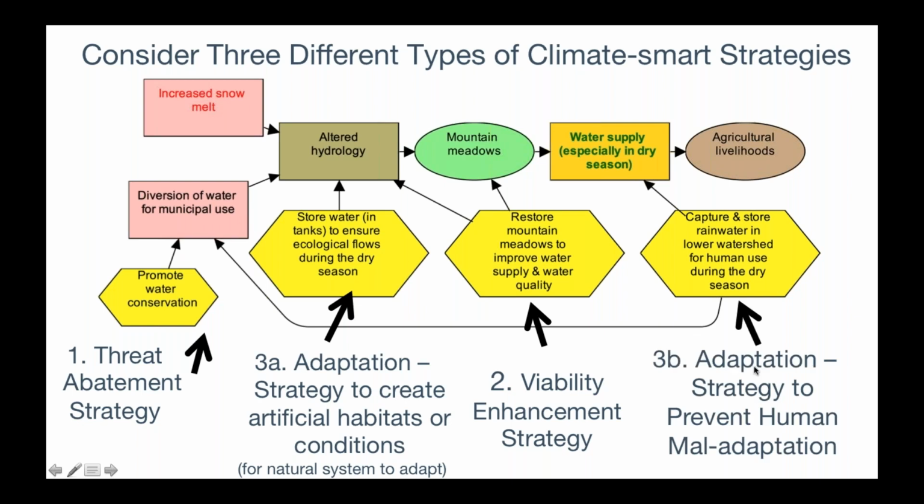And also adaptation strategies, but to prevent human maladaptation. So you could capture and store rainwater in the lower watershed for human use during the dry season, so that people aren't taking a whole lot of the water up in the mountains that's needed for the biodiversity in the mountain meadows and in the streams.